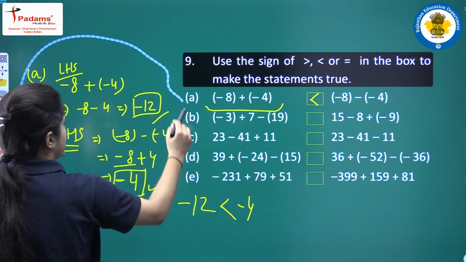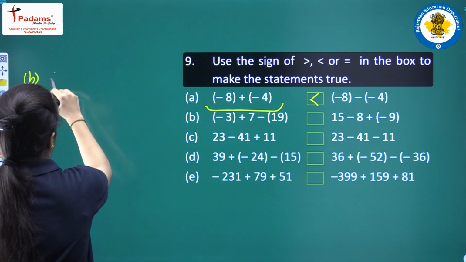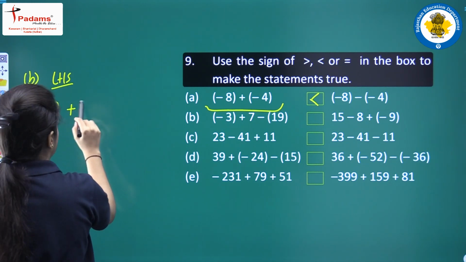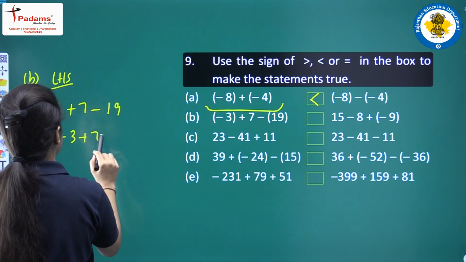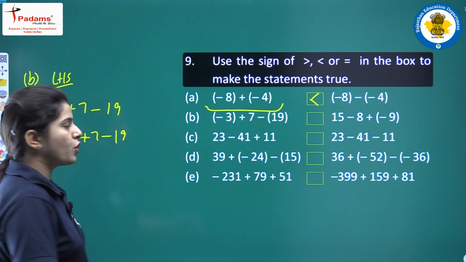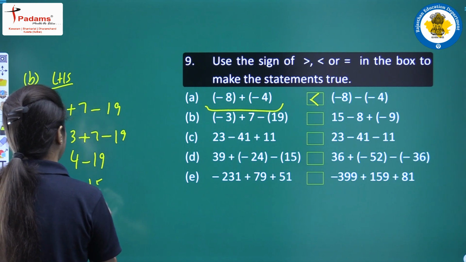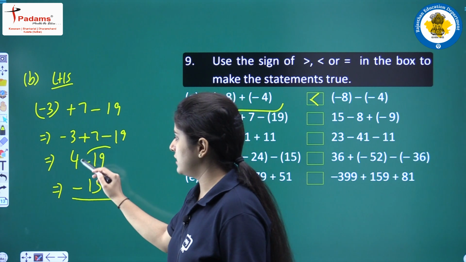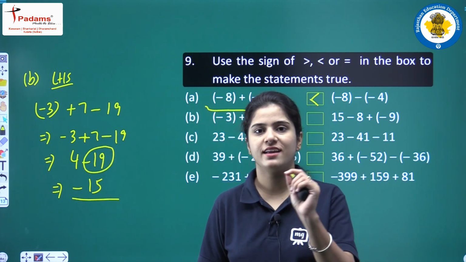Next students, we are discussing the next part, that is part B. LHS of part B says minus 3 plus 7 minus 19. Okay. So minus 3 plus 7 is equal to 4. 4 minus 19 is equal to minus 15. The answer will contain a negative sign because the larger number, that is 19, has the negative sign. So the answer will also contain a negative sign.